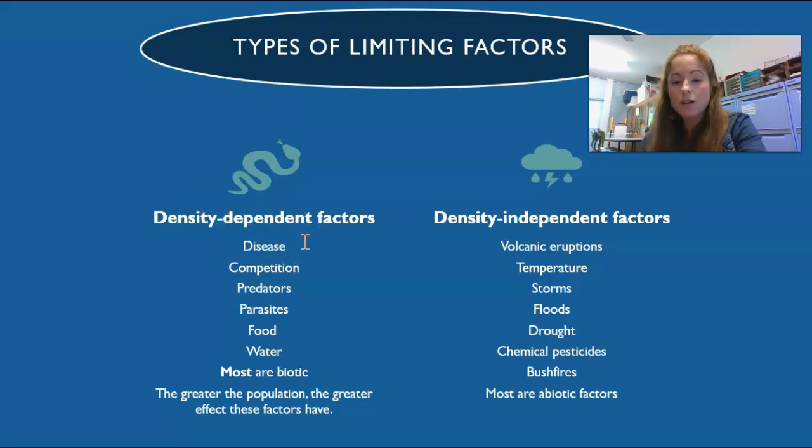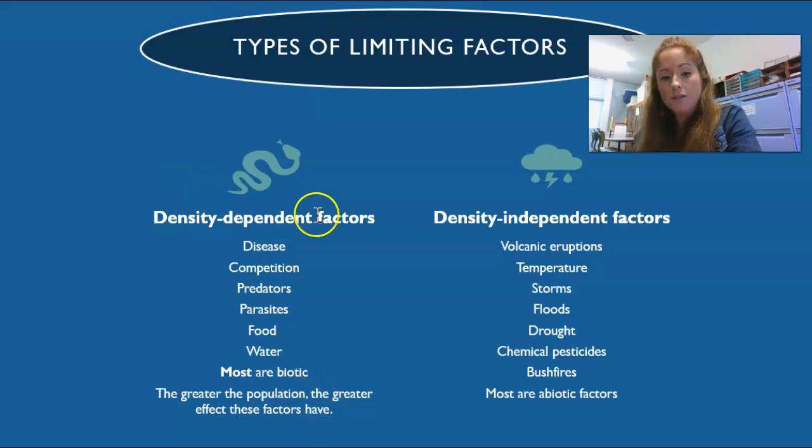Obviously, disease spreads quicker when there are more organisms in an area, or more in the population. And so competition, there's more competition when there's more organisms in the area. Predators are more of a factor if there's more of you, because you're more likely to be caught. Parasites, which kind of goes into disease. Food, water. Water is the only one here that is technically abiotic. All the other ones are biotic factors. And so you can usually think of density dependent factors as biotic. Availability of water would not be biotic, but the rest of them are.